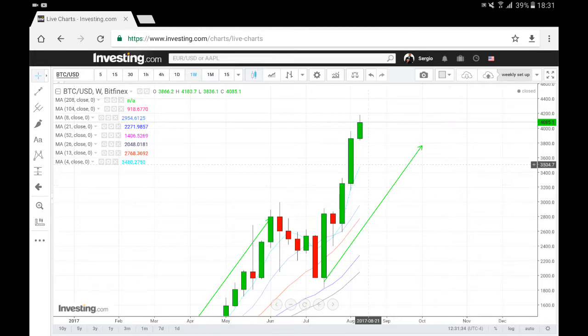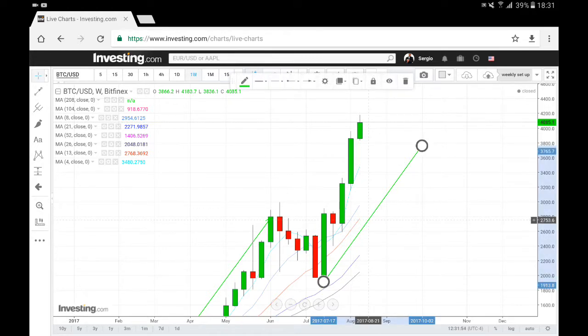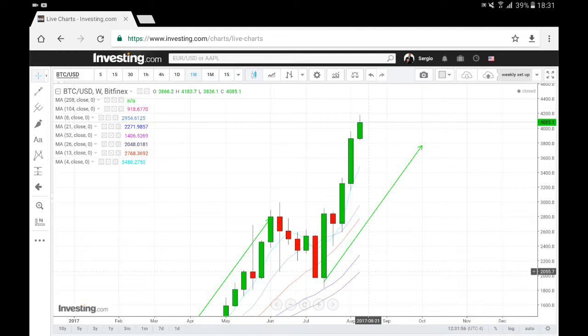So take a look. We are far away from the 4 weeks moving average. We have $500 spreads, so that means a lot of volatility, and we need to interact with those moving averages. Over here you have your 4 weeks moving average, over here your 8-week moving average, 13-week moving average, and take a look over here 21 and 26. First of all, we need to interact with the 4 weeks moving average and 8-week moving average. So that's what I'm expecting.